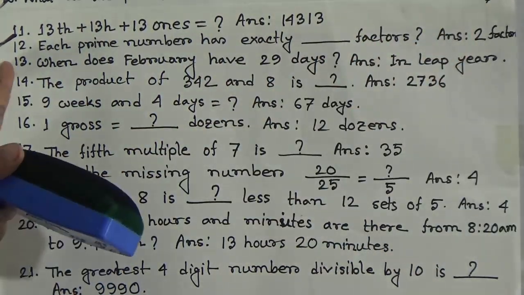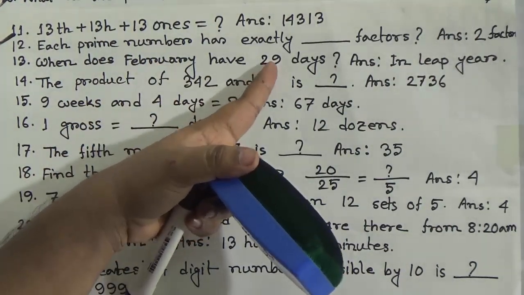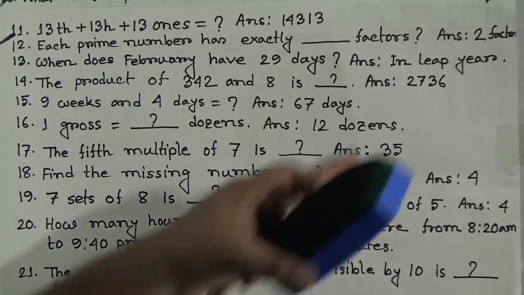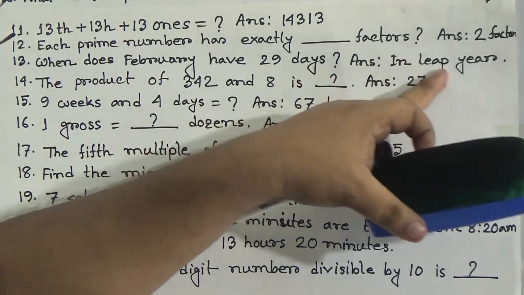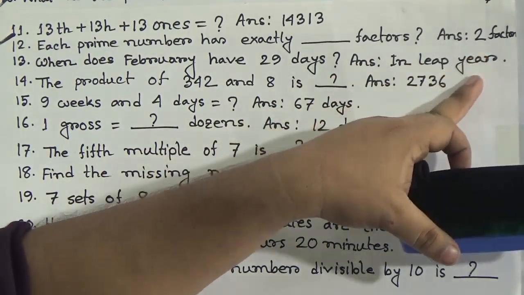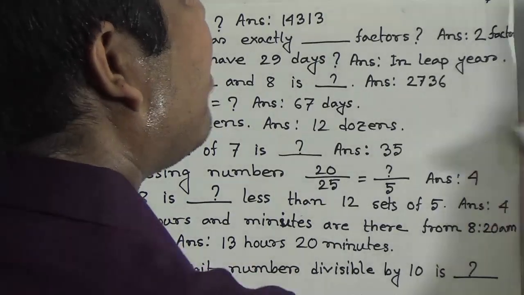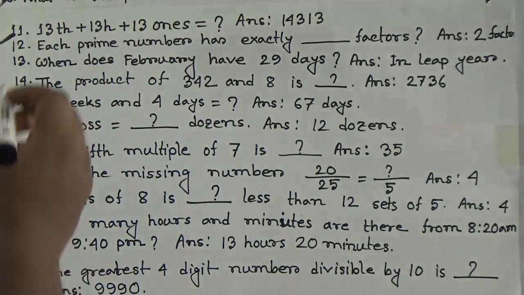Okay. Number three, when does February have 29 days? We know that February has 28 days in a year, but in a leap year, February has 29 days, and a leap year happens every 4 years. Okay, leap years happen after 4 years.